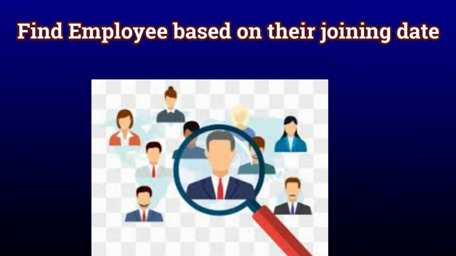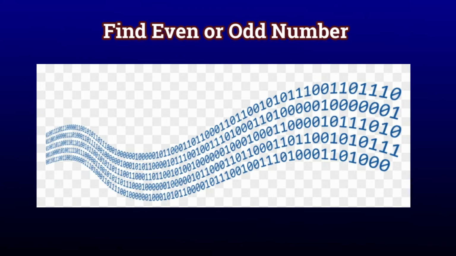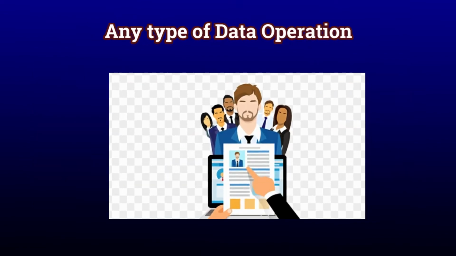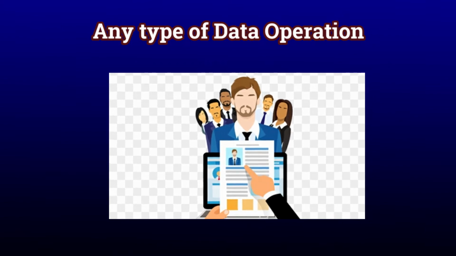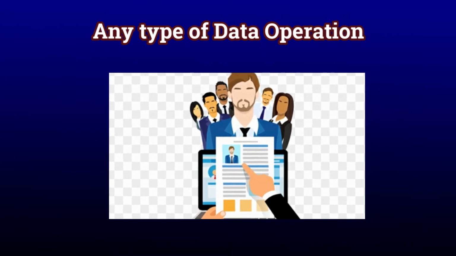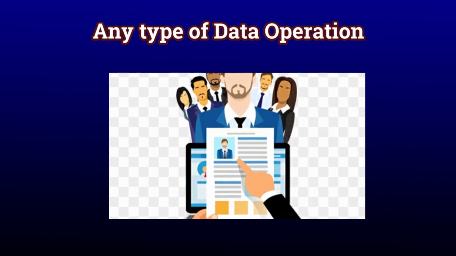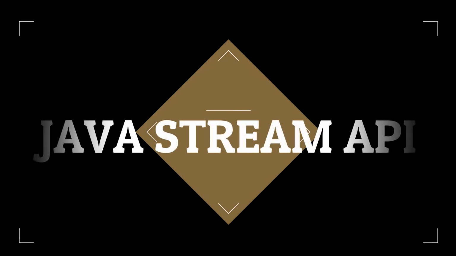So if you want to perform this kind of data operation, or if I'm talking about numbers, find only even numbers, find odd numbers, find the employee salaries based on some range. If you want to perform this kind of data operation on collection data, then Java provides a service called the Java Stream API.